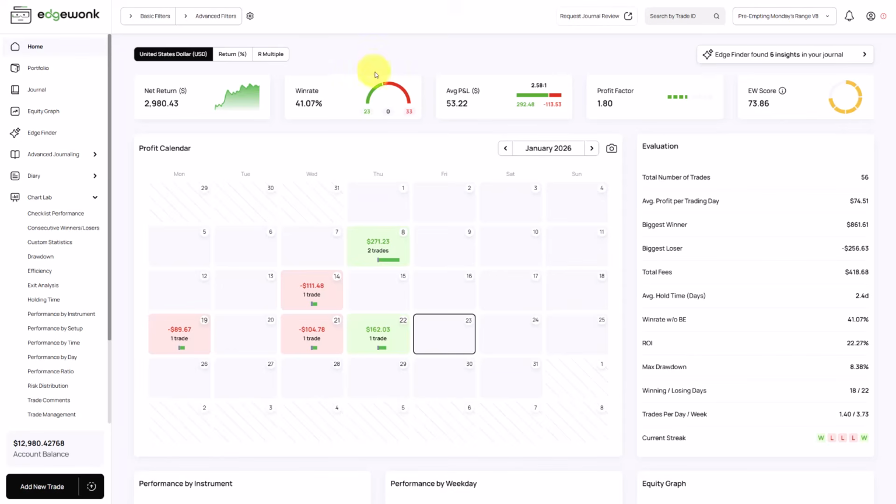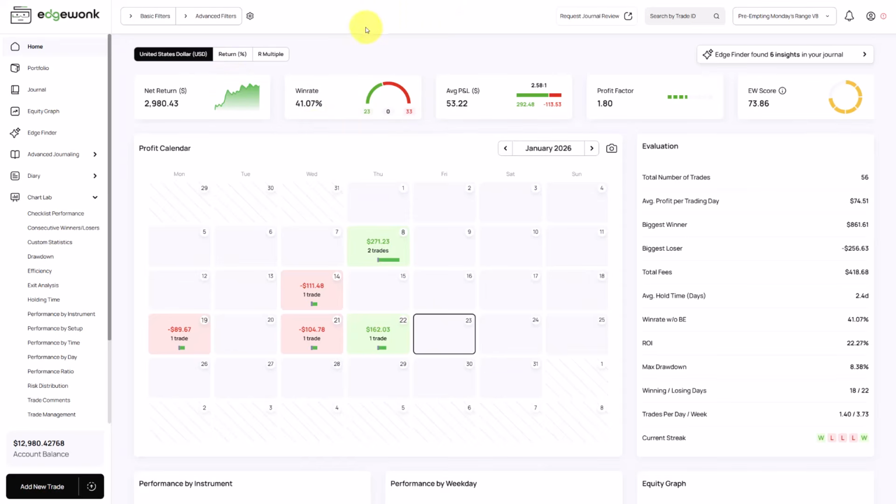So today we have a special journal review, and this is a journal that was sent in by one of our customers, and he asked us to take a look at his data. And we're going to take a look at a lot of different things in this review that we normally don't touch just because of the nature of the data and the journal.